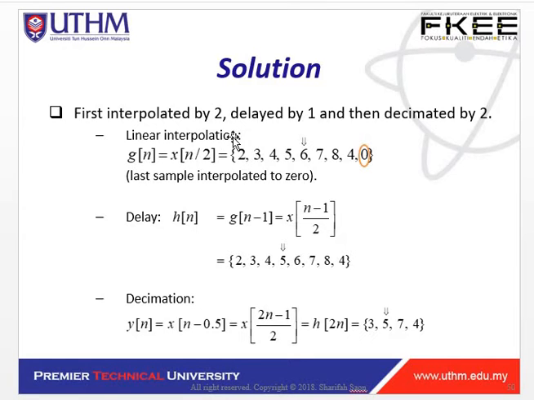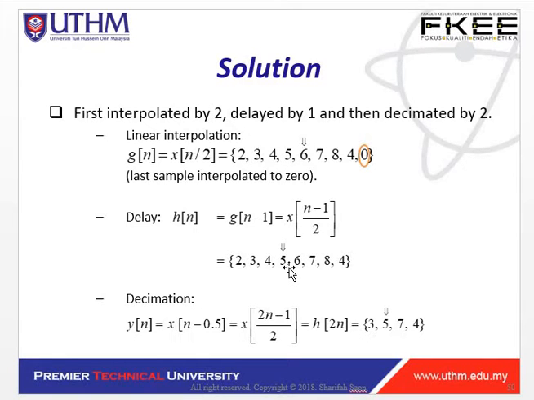So you use the latest answer from the previous. So that means you use the answer from the linear interpolation. So delay by 1, you use the origin method. So you shift 1 unit to the left. So you get 5 here. Okay, the origin at 5.